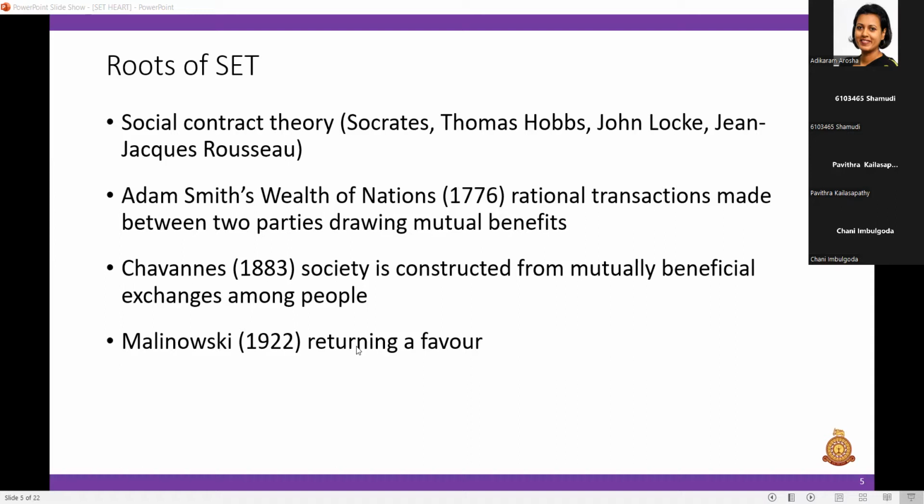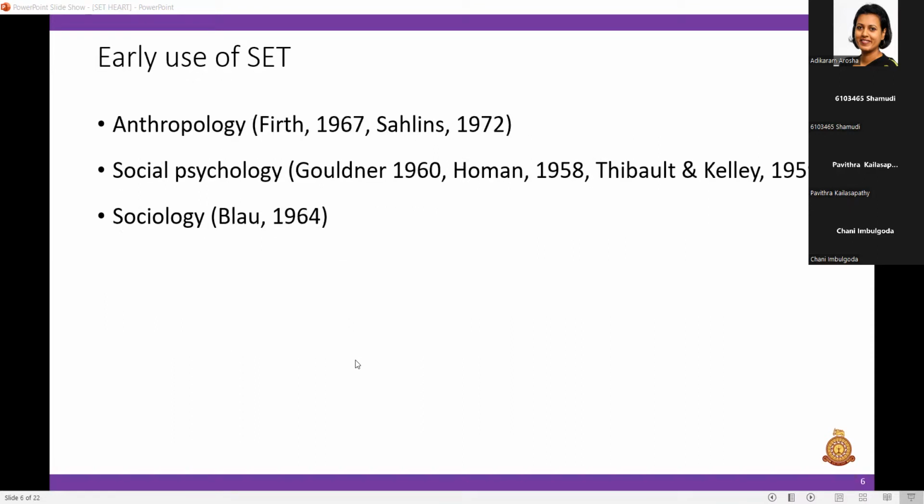Malinowski talked about returning of favor. So all this goes back to the cost and benefit, the things that you get back. You do something and you get things back. And not only in management theory, social exchange theory is used a lot in anthropology, social psychology, and even sociology. So you can see the depth and breadth of usage of social exchange theory in various fields of research. That's why I said, am I really competent to talk about this? I feel such a mortal trying to talk about it.